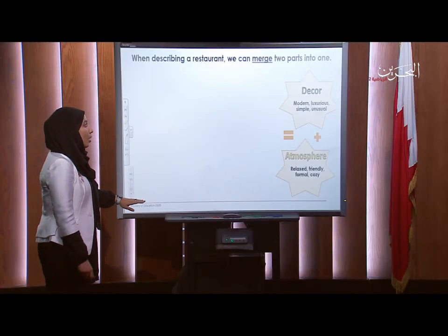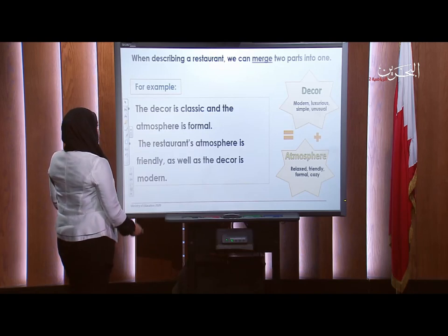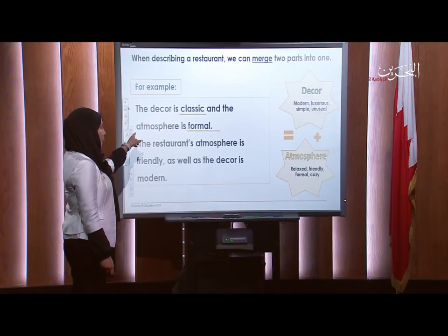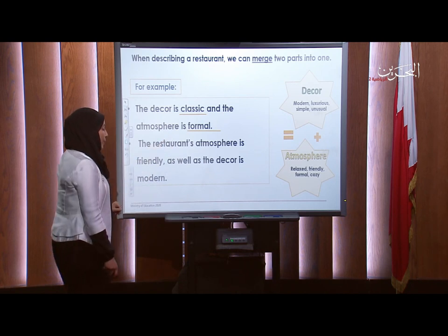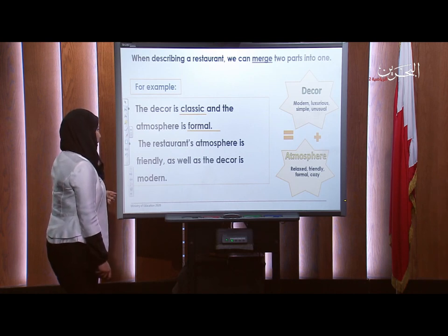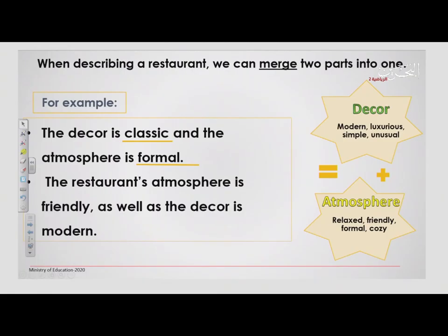Similarly, if we were going to talk about the decor and the atmosphere, again, we can join them together. Keep in mind that usually every two points are related, so you can join them as one. For example, the decor is classic, and the atmosphere is formal. So, the decor, classic, atmosphere, formal. Similarly, let's do together the next sentence. So, the restaurant's atmosphere is friendly, as well as the decor is modern. Friendly, the atmosphere, and the decor is modern.